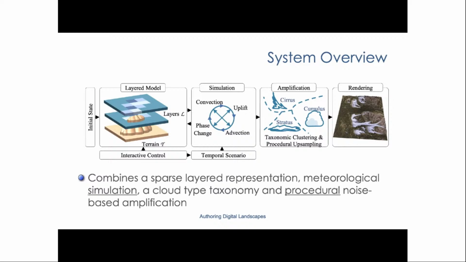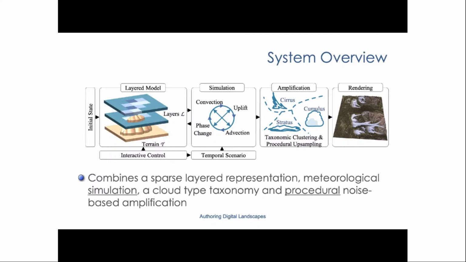That layered representation feeds into a simulation, which is a Eulerian grid-based simulation, which is easily exploitable for GPU implementation. And that represents the actual physical effects, such as convection, which is when you have a vertical circulation of temperature and other effects, advection, which is the in-plane wind-based effects, phase change, for example, where the moisture gets condensed out of the atmosphere to form clouds. From that relatively coarse representation, we derive actual clouds using a procedural upsampling technique. So within a given cell of our simulation, we identify the kind of cloud that's going to appear there and use a noise function to represent that cloud, which finally leads on to rendering.